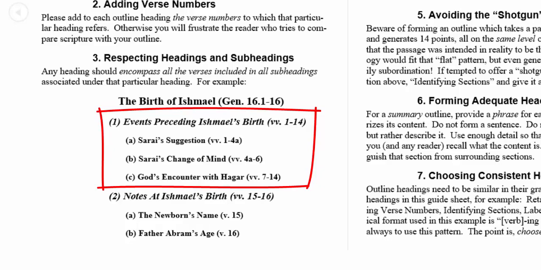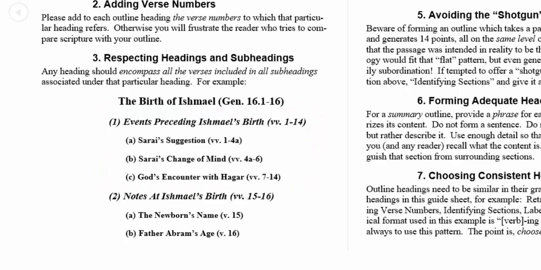In other words, if we found verse 17 explained or commented on under heading 1, that's not respecting the heading that it's under. Subordinated under is what we're saying. Similarly, if subpoint 1a stretched from verses 1 to 2, and then subpoint 1b started with verse 4a, we'd have a problem because verse 3 would be skipped or not accounted for.